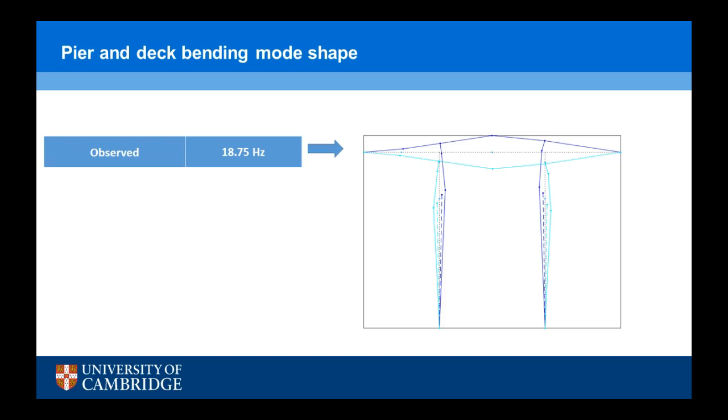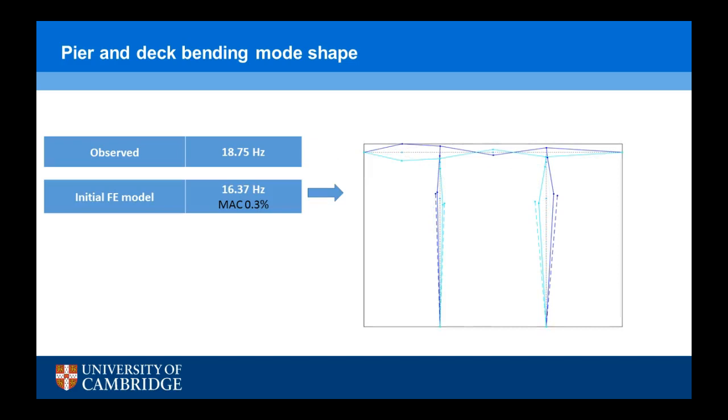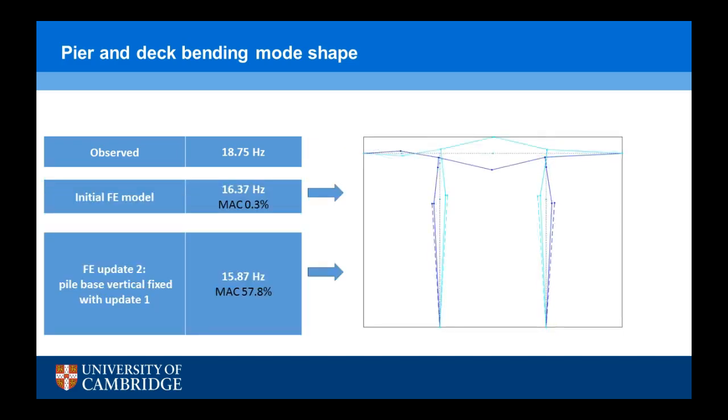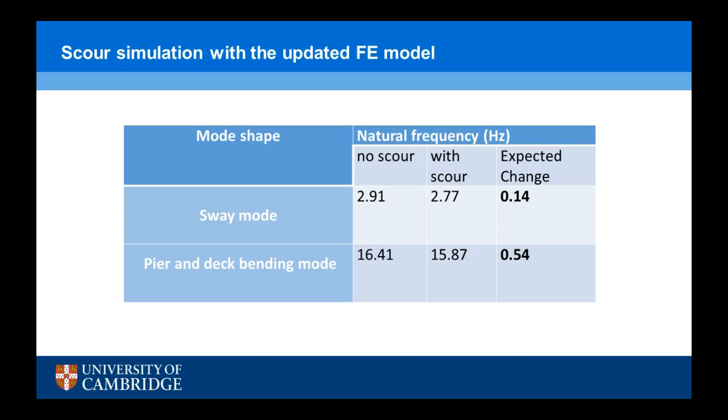The second mode, which is a pier and deck bending mode shape, was observed as here. The dark blue line shows one side of the mode shape, and the light blue line shows the other side. It was observed at 18.75 hertz, while the initial FE model predicted it should be around 16.37 hertz, and the mode shape is a bit different, as you can see here. But when we made another update to the FE model, by fixing the vertical translation of the pile base, we could improve the mode shape to match what we noticed. And this updated FE model was used to simulate what we would see because of the scour repair program.